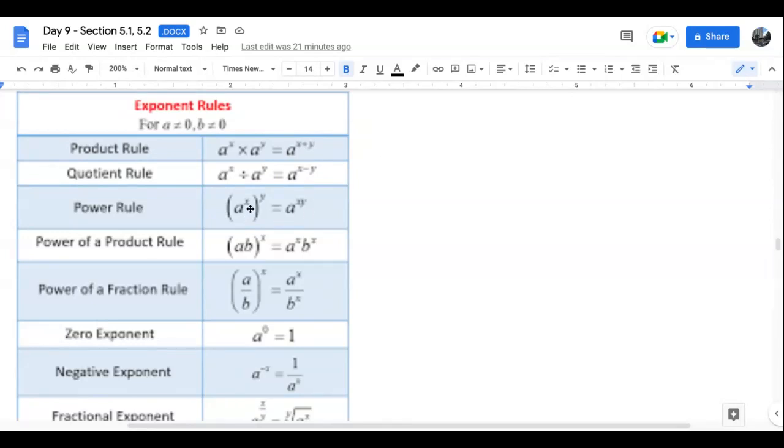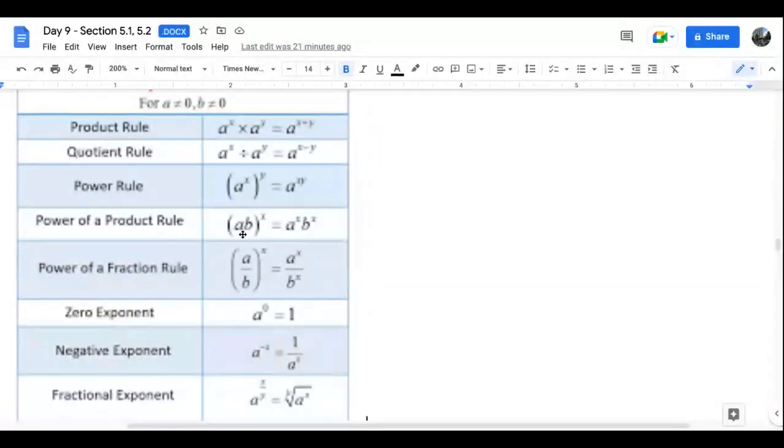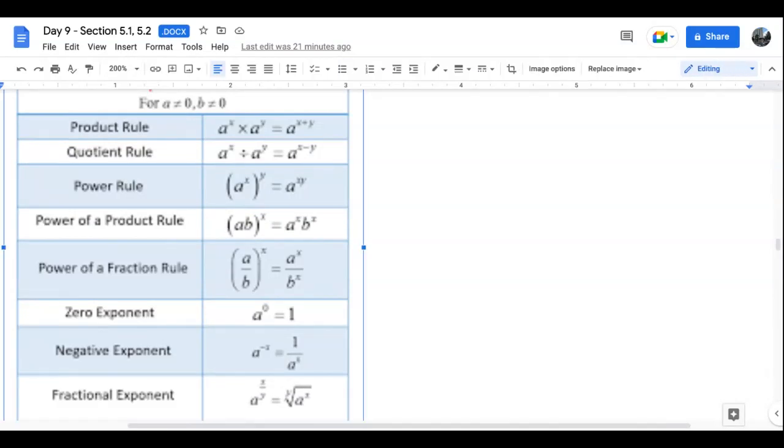Power rule means we have two layers of exponents. We multiply the two exponents. If we have A, B inside the parentheses, then raised to a power, the power distributes to each one: the power distributes to A, and to B. So just be careful with this one. Sometimes people forget to apply it to the first one. So it has to be A to the X, B to the X. Same thing for division. If the exponent is outside the parentheses, X has to be applied to the numerator and to the denominator.